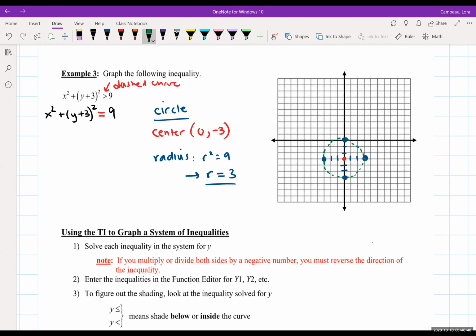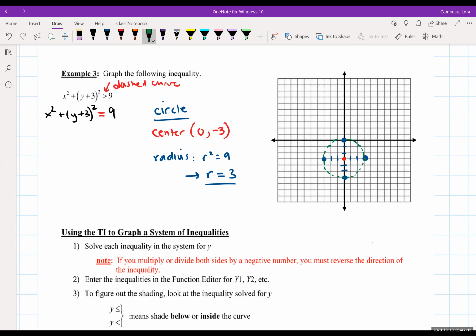So just make it clear. I'm still not happy with that right part of the circle. So let me see if I can make it a little bit nicer. Sometimes it's not good to be a perfectionist. I try, but there we go. That's good for now.